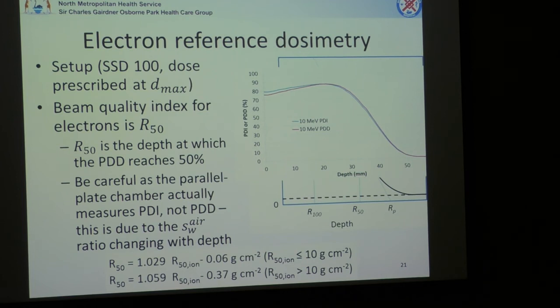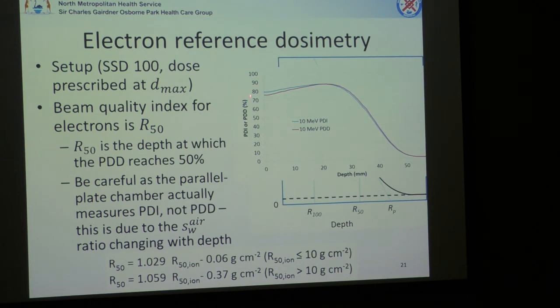So you want to be careful because when you're using an ion chamber, I might be going a bit too in detail here, but what you're measuring is percentage depth ionization, not the percentage depth dose. This is basically to do with how you convert your charge to your dose again. You need to use the stopping power ratio from water to air. And this changes for electron energies, it changes with depth because your energy is changing. Your electrons are slowing down, you're losing energy. Whereas for photons, you're just losing the number of photons, but the energy doesn't really change with depth, so you don't have this problem.